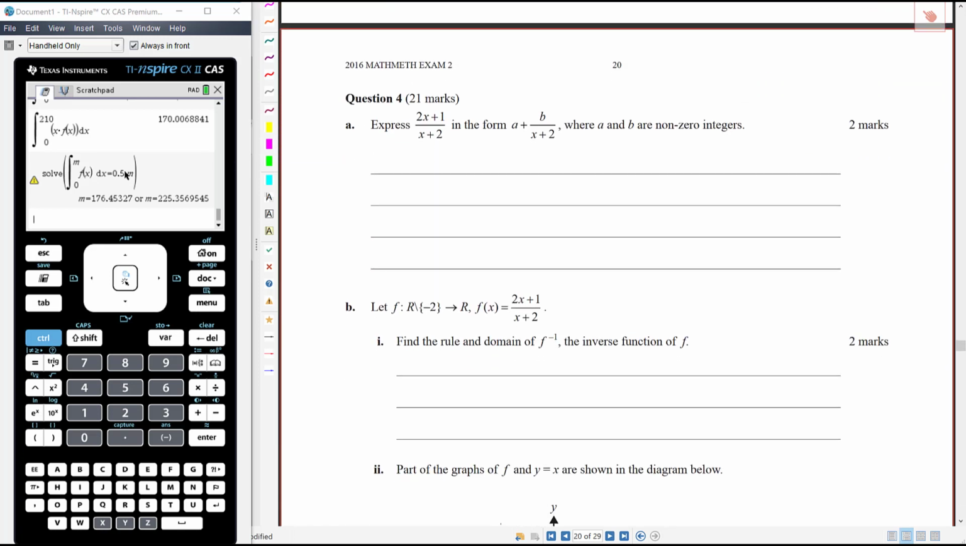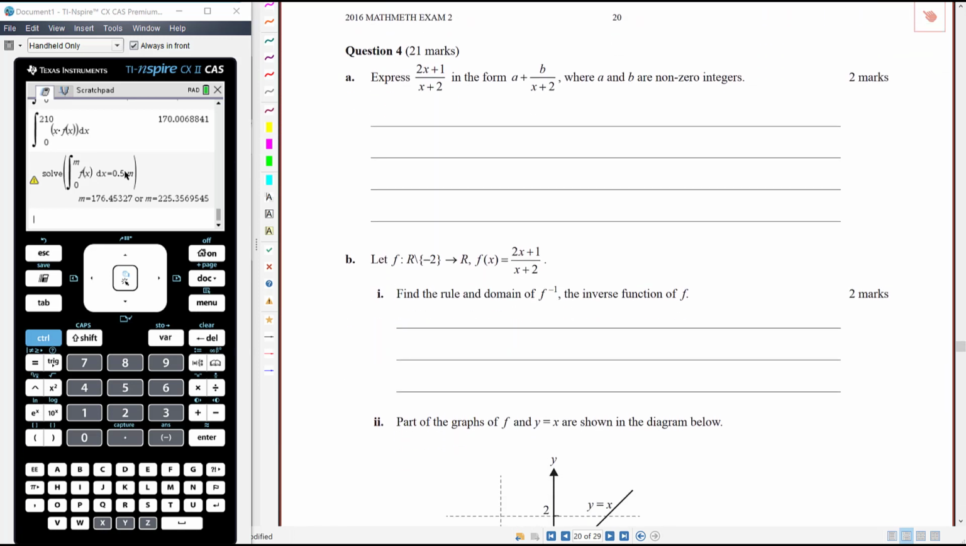Okay, and then on to the final question of the paper, question 4. This is a 21 mark question, so this is a quarter of the paper here on its own, question 4. Okay, express (2x plus 1) over (x plus 2) in the form a plus b on (x plus 2). Lots of ways you can do this.